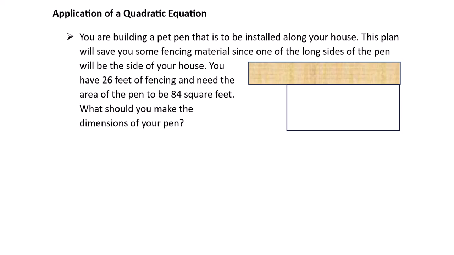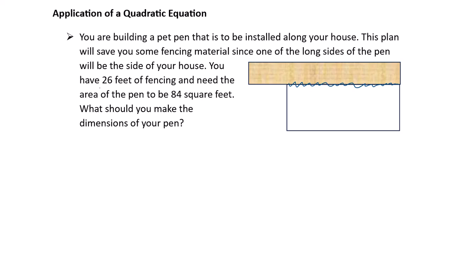In this instance, you are building a pet pen that's to be installed along your house. This plan will save you some fencing materials since one of the long sides of the pen will be the side of your house. You have 26 feet of fencing and need the area of the pen to be 84 square feet. What should you make the dimensions of your pen?